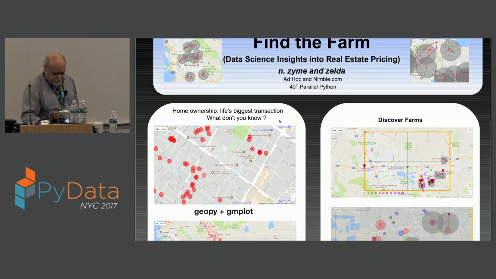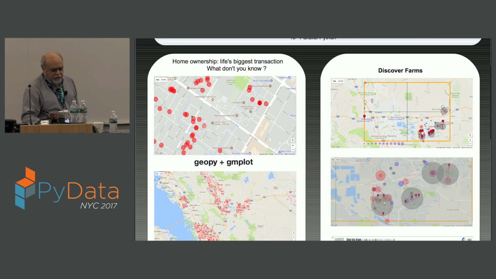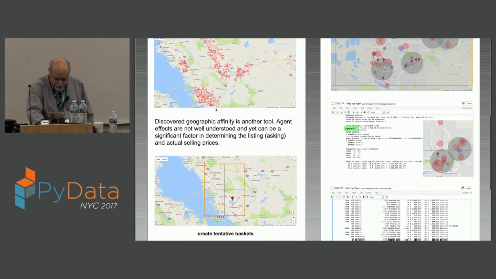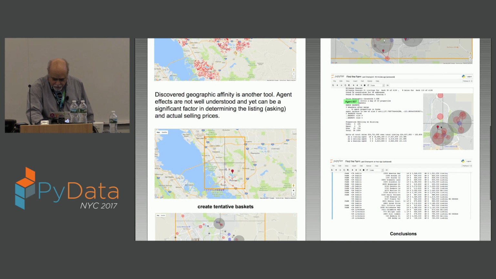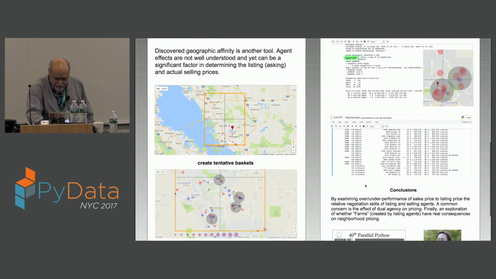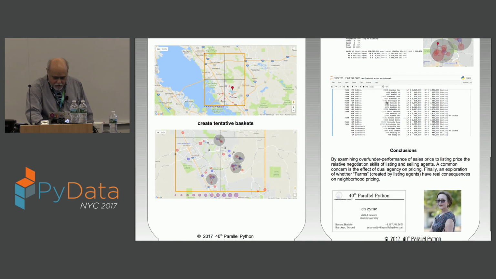All right, so we're going to be drawing dots on a map, which is always very cool to do. Google is going to help with that. They're going to look like this. We're going to draw circles, and we're going to figure out a convex hull. And we'll look at whether certain realtors have an effect on the selling price relative to the listing price.